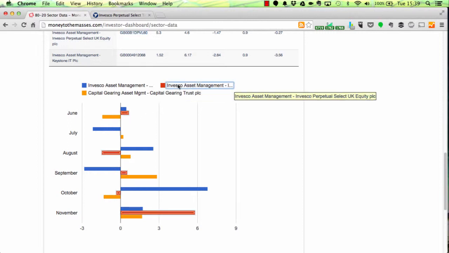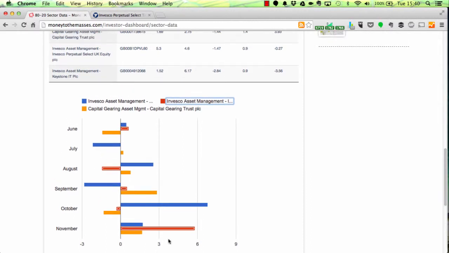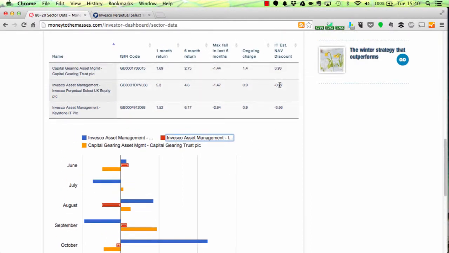You might look at these charts and think, well, the Invesco Perpetual Select UK is a bit more stable. It's less swings. It's a little bit more consistent in terms of returns, and had a particularly strong November. And interestingly, that one is also a fund operating at a discount and is the cheapest at 0.9%.